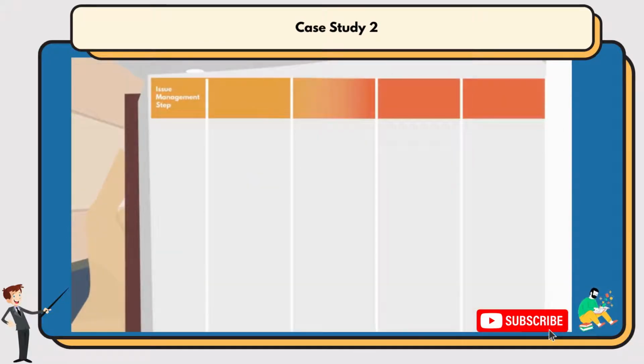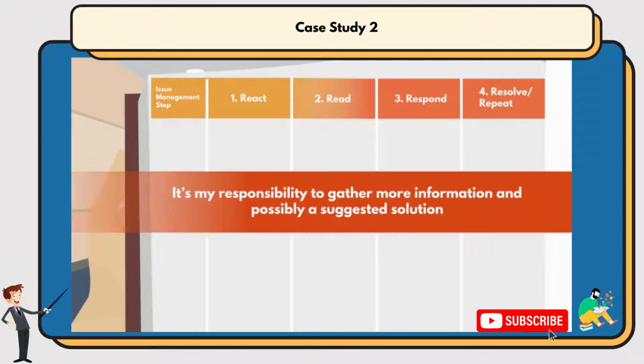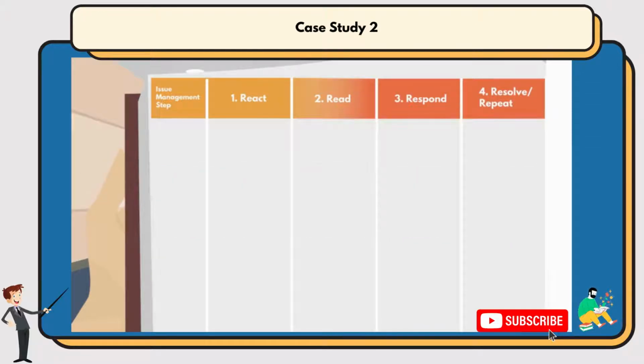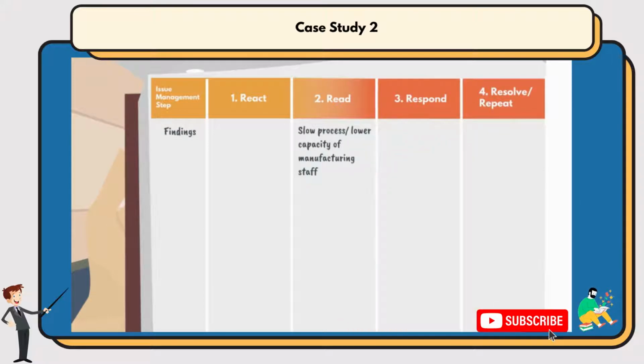Ah yes, I remember. React, read, respond, resolve or repeat. That's right. If I do go to the project sponsor, it's my responsibility to bring more information and possibly a suggested solution. I'll see Jeff in a bit and work on the first 2 steps, react and read. I will, however, write, in pencil, the root cause of the delay. Slower production in manufacturing.